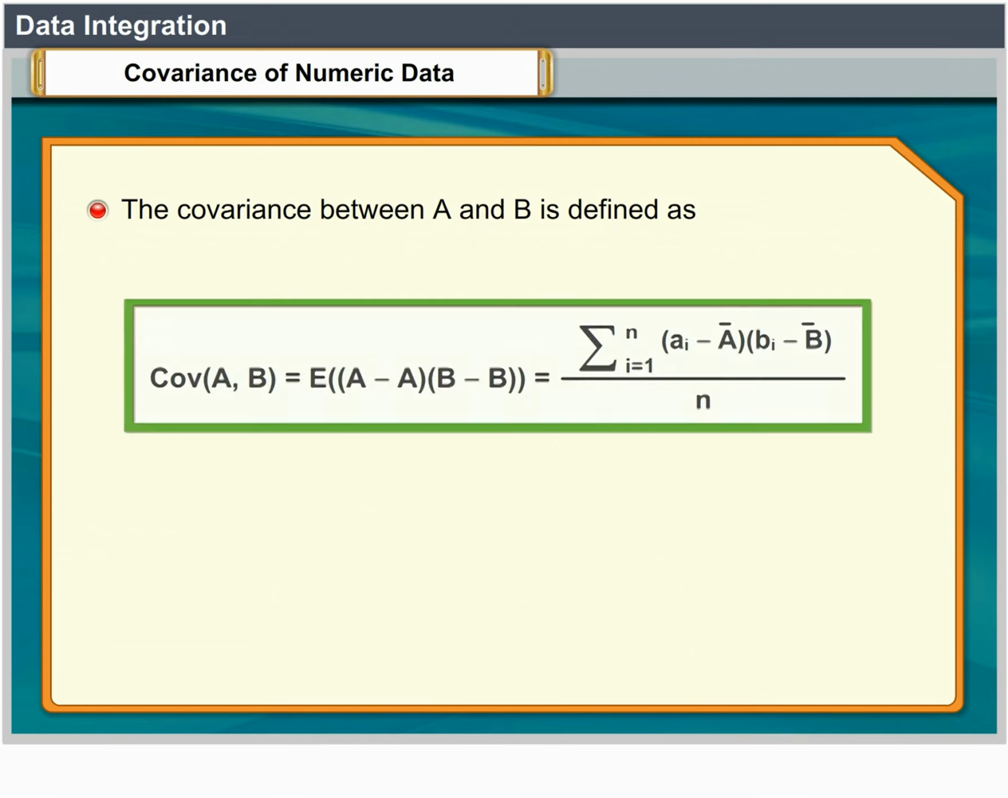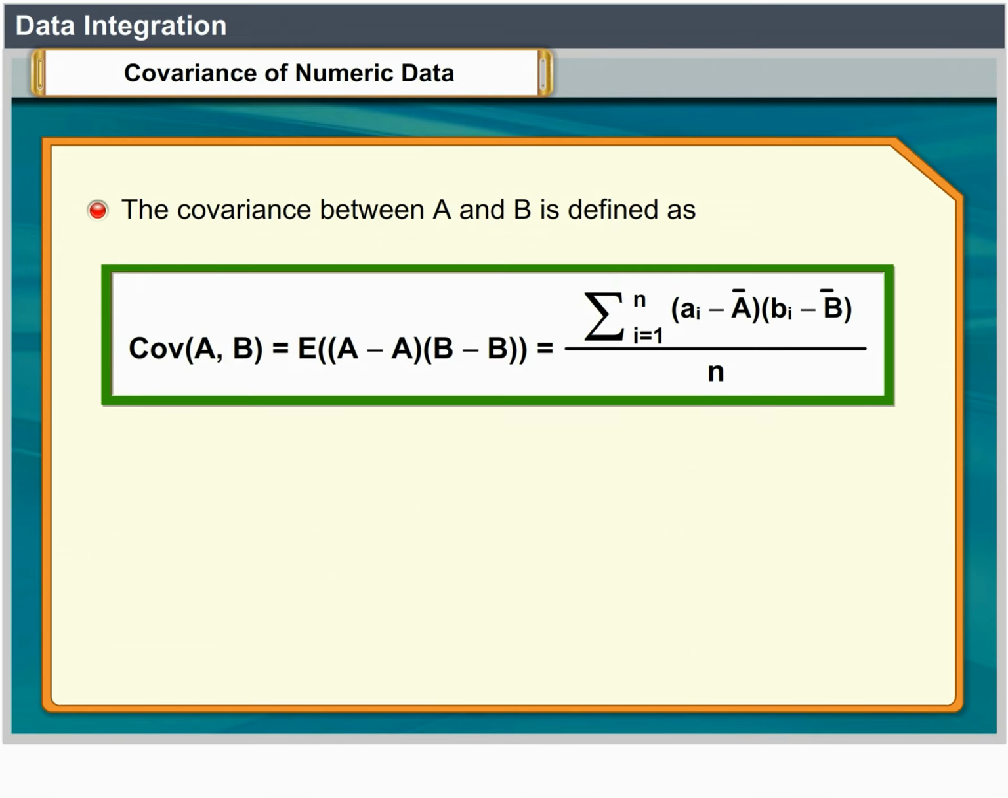The covariance between A and B is defined as Cov(A,B) equals E[(A minus A bar)(B minus B bar)], which equals the sum from i equals 1 to n of (ai minus A bar)(bi minus B bar) divided by n.